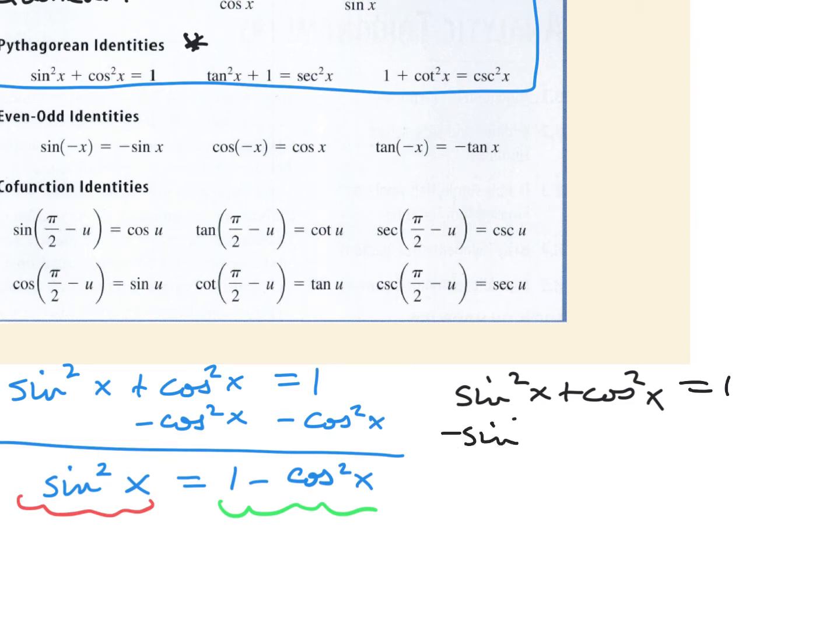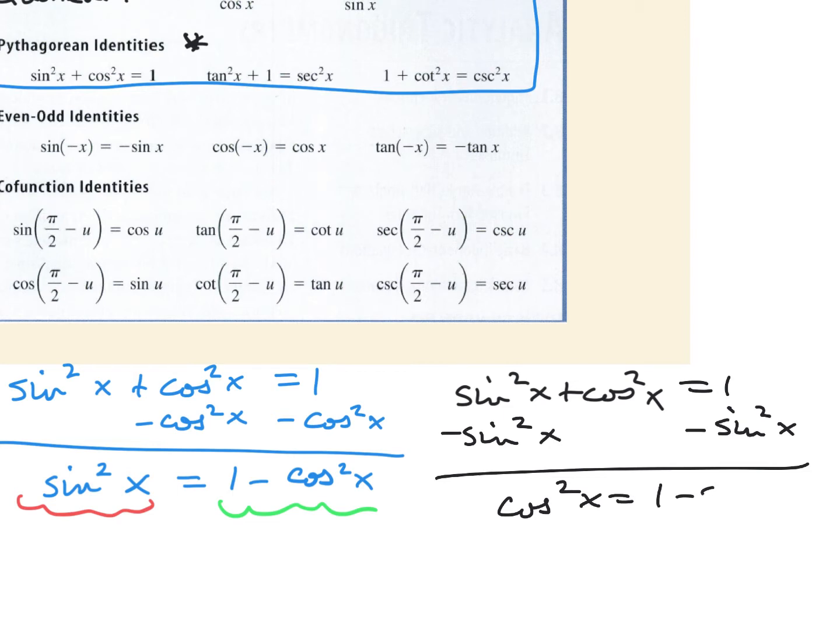So if I wanted to solve it for cosine squared x, instead of subtracting cosine squared, I subtract sine squared. And now I get cosine squared x equals 1 minus sine squared x. So be able to manipulate them. Since it's open notes, maybe have them all rearranged ahead of time. That way when you go to take the quiz or the test on this, you don't have to waste time doing this. You'll be able to say, oh, here it is, I'm going to use that one. And it'll make it a little bit easier.